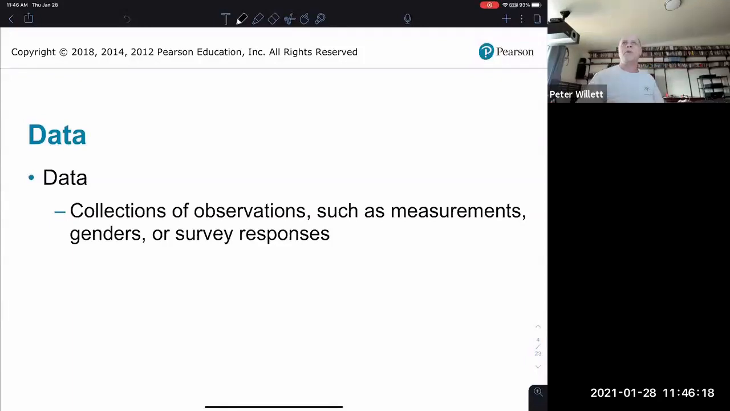Anyone want to share an example in chat or by speaking up of an example where they would collect data and what it would look like?